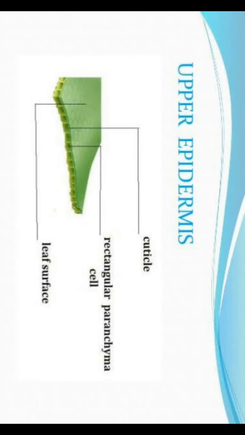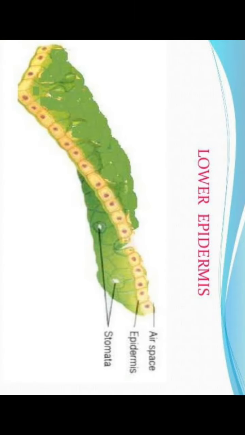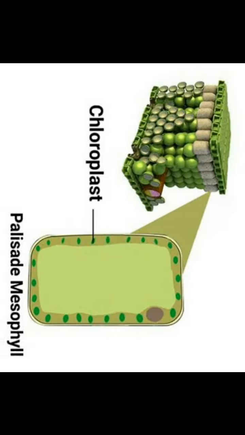This mesophyll tissue is made up of parenchyma. It has two types of cells. What are the two types of cells in the mesophyll? The first one is palisade parenchyma and the second one is spongy parenchyma. Now let's discuss this in detail.